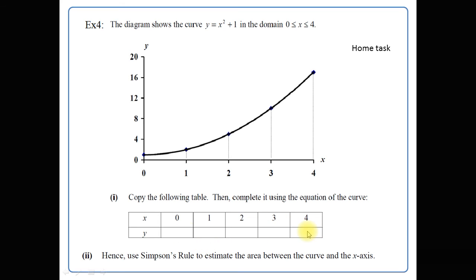So 0 and 17 will not be multiplied by 2. So 0 plus 17 plus 2 into the value of this plus 2 into the value of this plus 2 into the value of this. The area of this function will be given by the formula h divided by 2. H here is 1, so 1 divided by 2 into 0 plus 17 plus 2 into the value of this plus 2 into the value of this plus 2 into the value of this. So this is the home task for you to calculate the approximate area of this function.